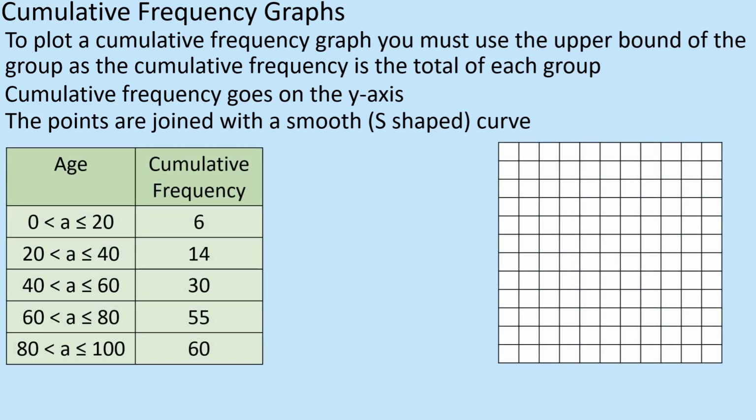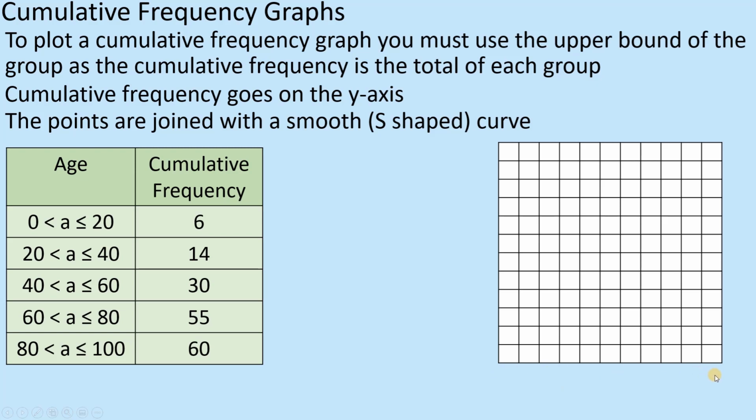Right, so this is the data we had a couple of minutes ago. 0 and 20, 20 and 40, 40 and 60, 60 and 80, and 80 and 100. And of course, we're going up to 60. So in terms of what we put on these axes, we talk about the cumulative frequency going on the y-axis. So that needs to go up to 60. And then on the x-axis along the bottom, that needs to be our age range. So it needs to go from 0 to 100.